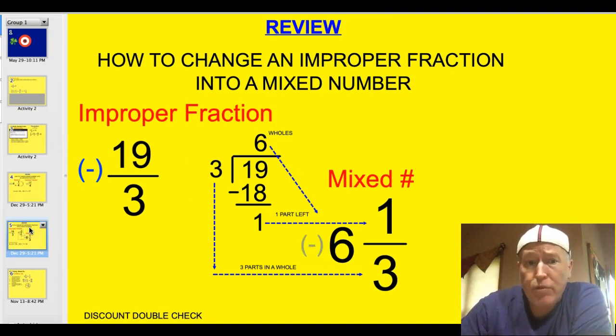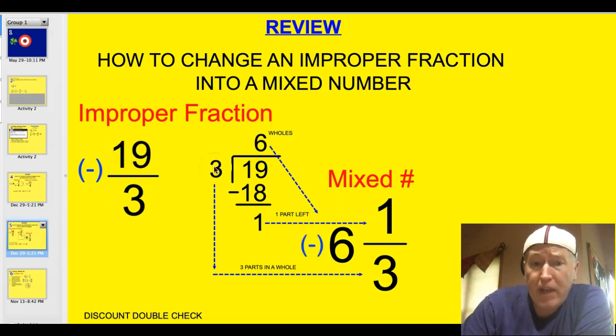Changing an improper into a mixed, well, this is just division. 19 divided by 3, it goes in there 6 times, and there's one part out of 3 left over, so it's 6 1/3. Again, if there's a negative, carry the negative through. It's a negative 6 1/3.